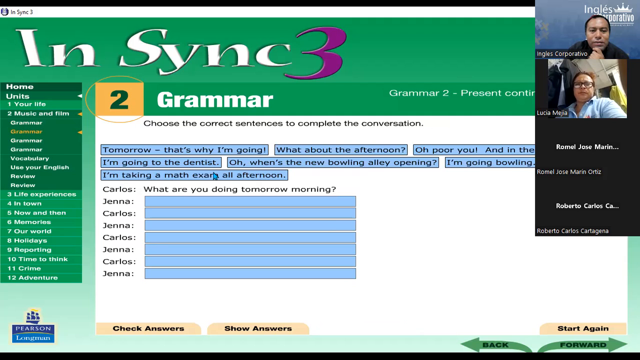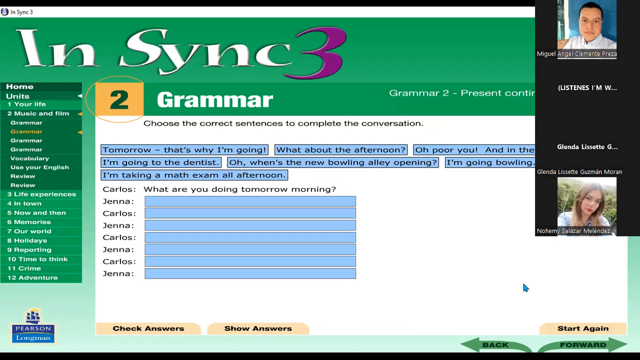Can you help me to read the first sentence, Lucia? Tomorrow, that's why I am going. I'm going. What about afternoon? For you. Poor, ¿verdad, teacher? For you, oh, for you. Okay. Hasta ahí. Yes, hasta ahí, and in the evening. Thank you. Glenda or Noemi, can you help me to read the next sentences?